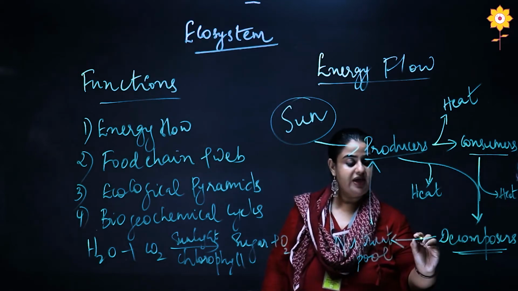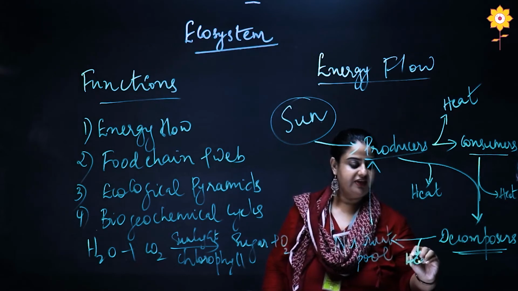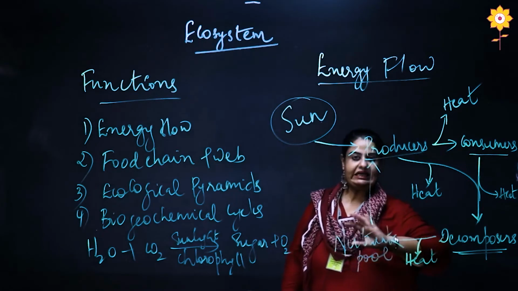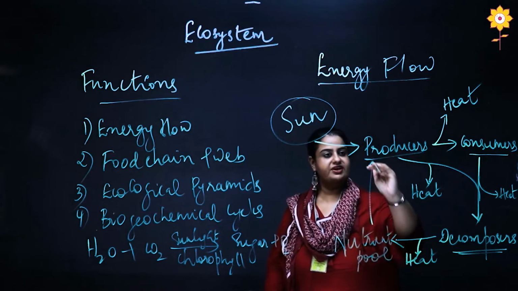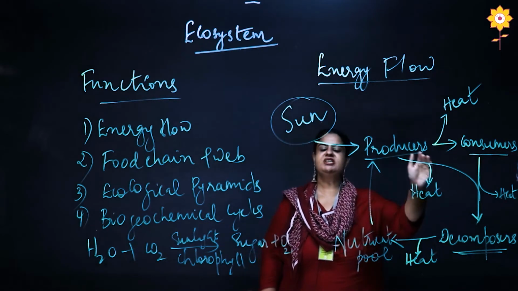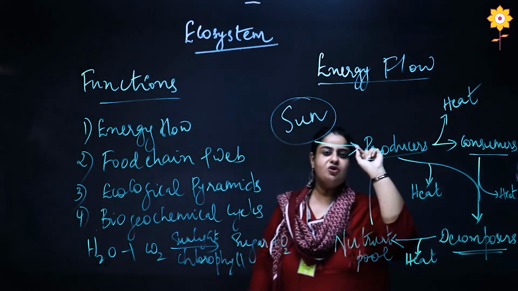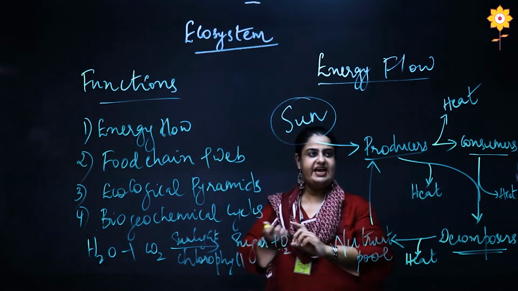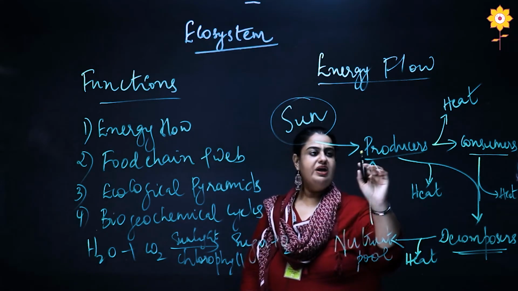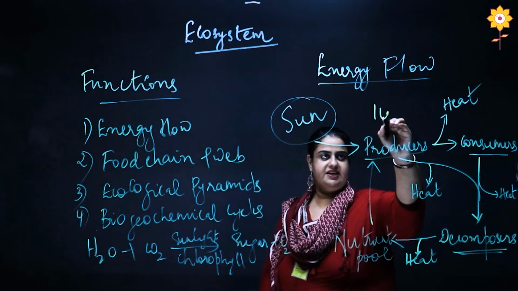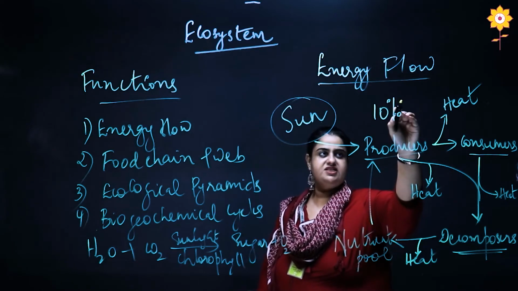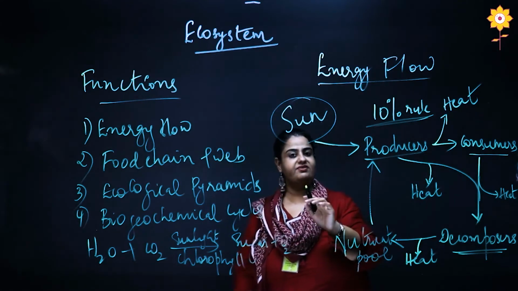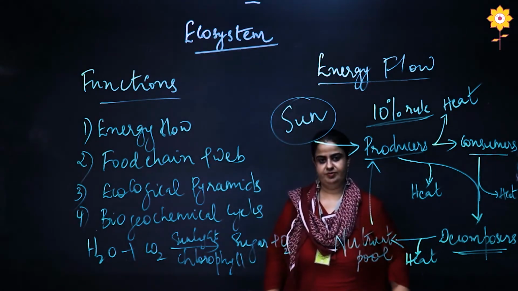Now, like I told you, in every step there will be some amount of heat lost. So, with that process, it's very much clear that the maximal amount of energy will be with the producers, then the consumers, and the least with the decomposers, because in every step some amount of energy is lost. Now, it is said that in every step only 10% of the total energy is transferred from one organism to the other, which is called the 10% rule, and becomes very relevant when we discuss food chain and food web.